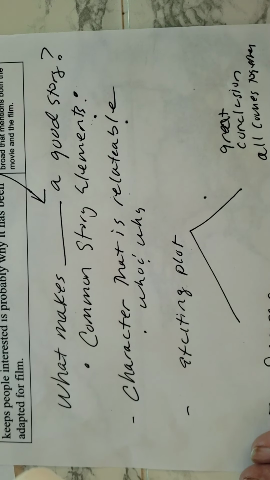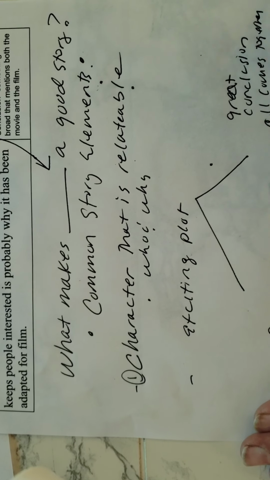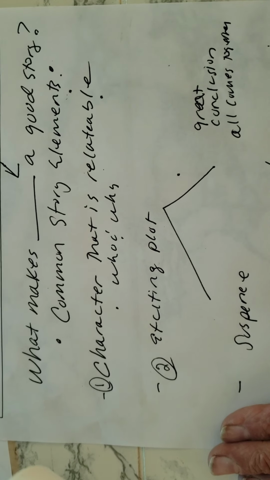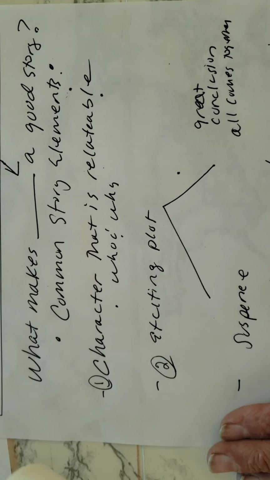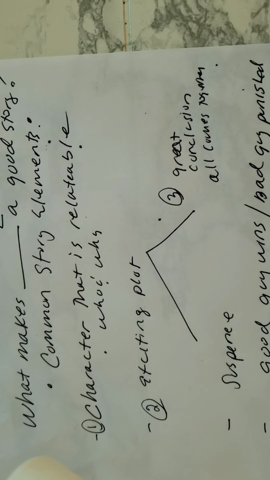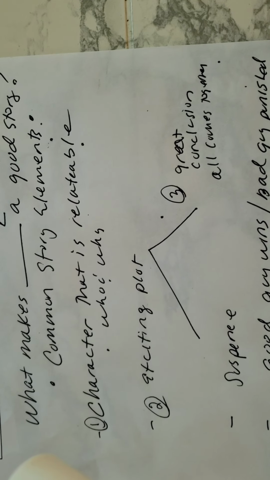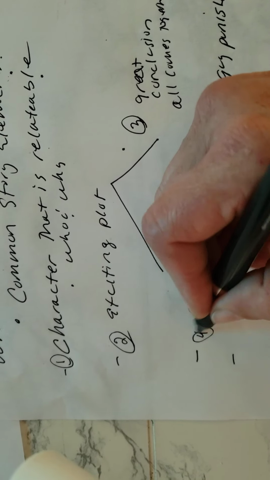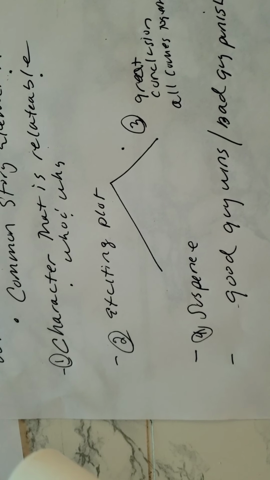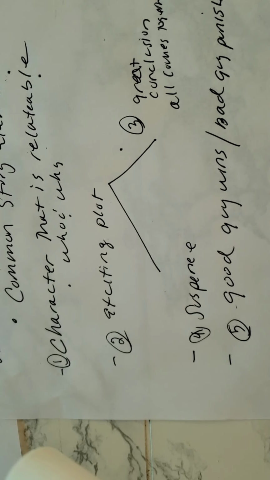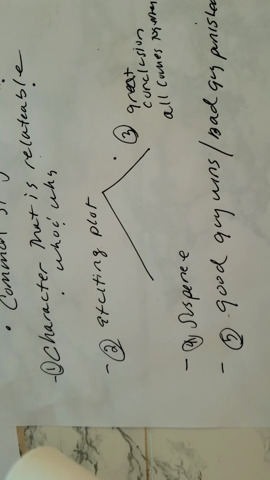Okay, that's one option. So possibly one option would be a character that's relatable. Then you would tell what it was. Then a second thing that makes it a good story, maybe it's the exciting plot. Maybe, number 3, it was a great conclusion, that it all comes together. If it all comes together at the end, that can make it a good story. Or maybe, here's a 4th option, it was the suspense that made it a good story. Or 5, maybe the good guy wins and the bad guy is punished. That's what makes it a good story.